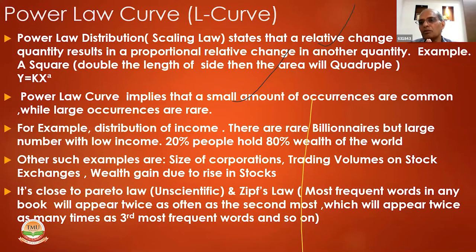This curve implies that a small amount of occurrences cause large occurrences. Small occurrences are quite common, but large occurrences are very rare. What I'm trying to say, the other way around, is that this could be equated with Pareto's law.